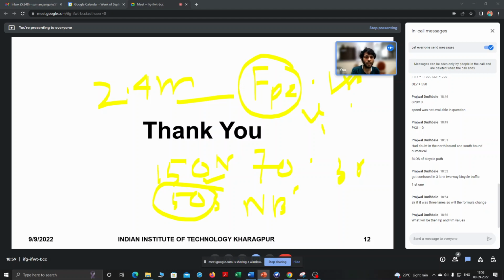Now if you have 3 lanes, one lane will be used for this movement predominantly, one lane will be used for this way movement predominantly, and this middle lane will be used by some portion of this, some portion of this, depending on the volume. If you have a 50-50 split, then it may be shared. Otherwise, the majority of the northbound vehicles will use this middle lane. But this won't change the criteria, this will change the F value only.